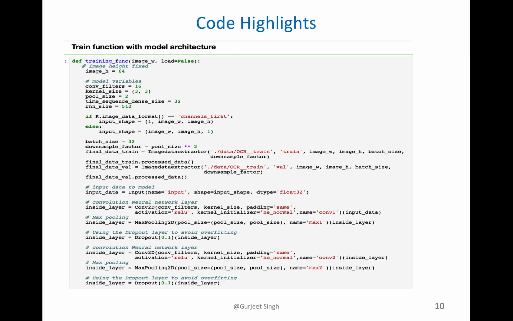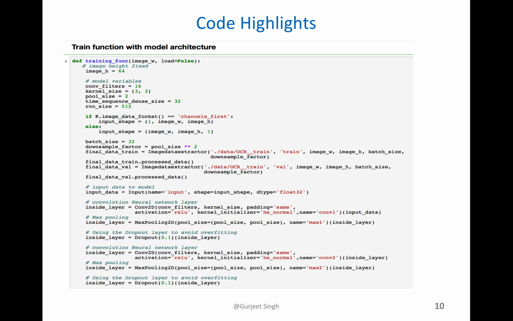Here I've created a function. If you can see, I've used convolution filters, 16 filters in the beginning, and a kernel size of 3 by 3. And then I have used the image data format of channels first. That means the first dimension of the array will be the channels. The batch size is 32. And there is a downsampling factor I have used to reduce the size of the image.